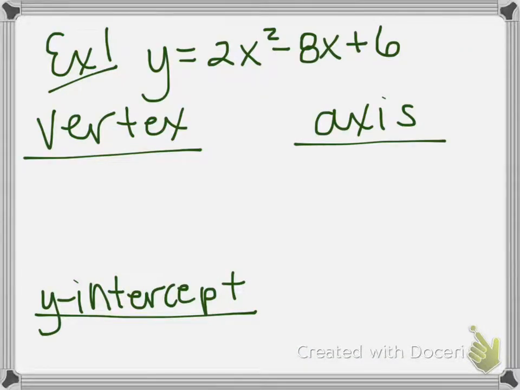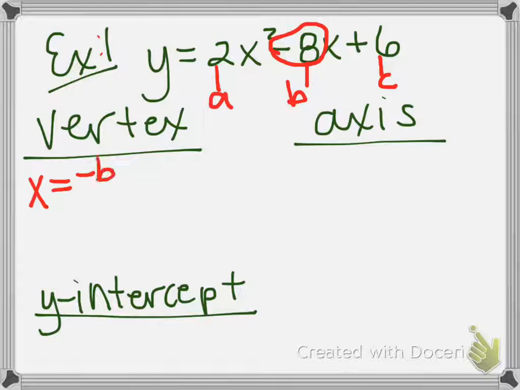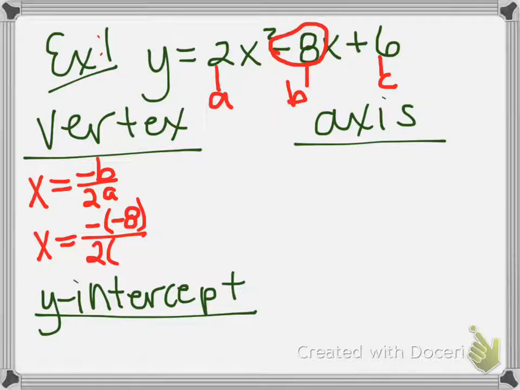Okay, so let's try this and see what we've got. So for the first problem, y equals 2x squared minus 8x plus 6. 2 is my a, negative 8 is my b, and 6 is my c. So the formula for the vertex is negative b divided by 2a. So for our equation, x equals negative b, which is negative 8, divided by 2 times a, and a is 2. So 2 negatives makes a positive. This is 8 divided by 4, which is 2. That's the x value of our vertex.